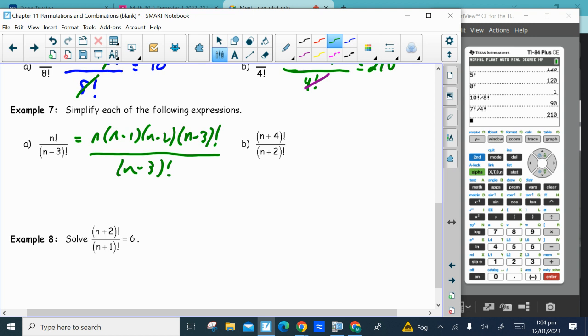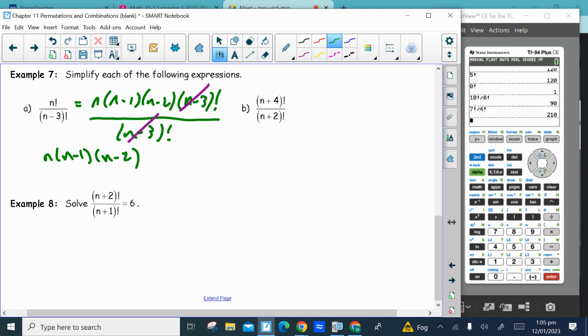And the reason I stopped at n minus 3 is because the denominator is n minus 3 factorial. So now we can divide both top and bottom by n minus 3 factorial. They cancel, and you're left with n bracket, n minus 1 bracket, n minus 2. So there's the simplified expression.